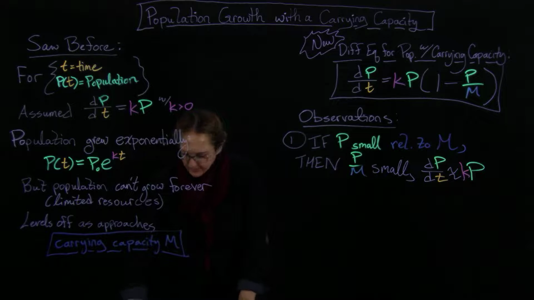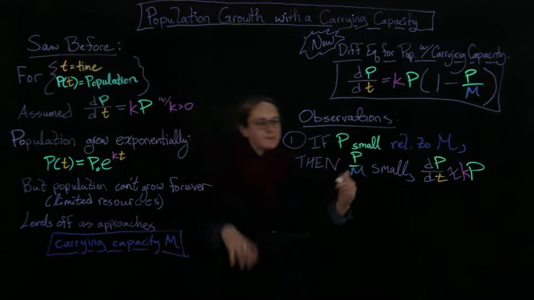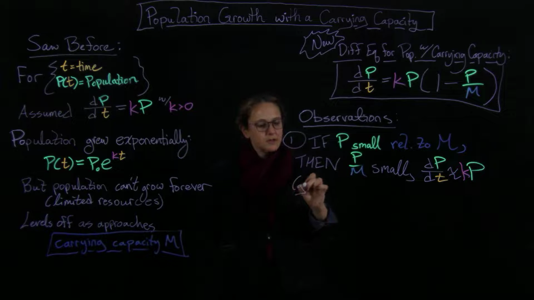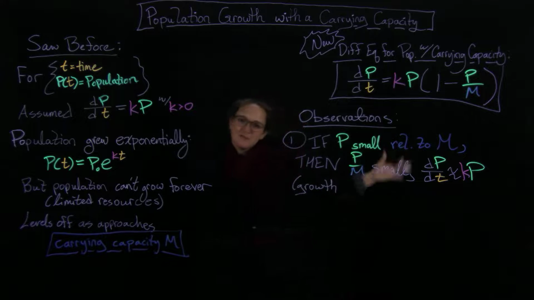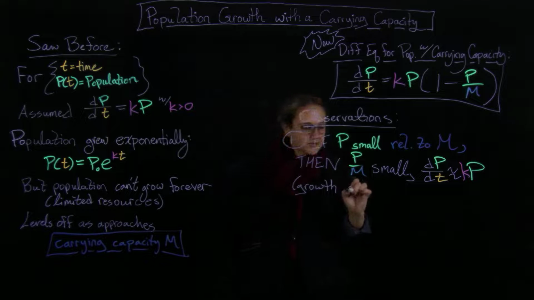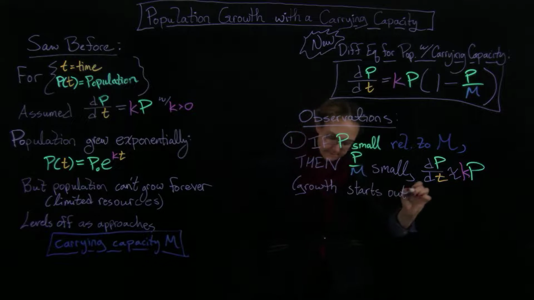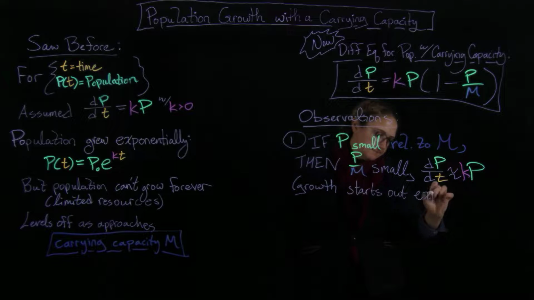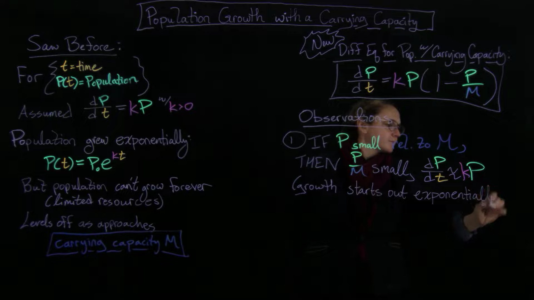So the growth starts out exponentially, which is just what I was saying before, right? This early on is a good approximation, but over time it's not, and we want something with a carrying capacity usually. So growth starts out exponentially.